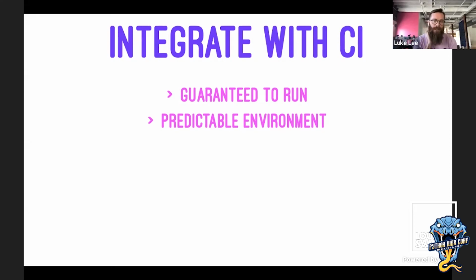Also, it's a predictable environment, meaning that every developer sets up their own machine and they might have different settings. You could get around this problem if you do development in containers. But with the CI system, your build is always going to run on the same type of EC2 instance or something like that. So you get a predictable environment for running all of these things as well.